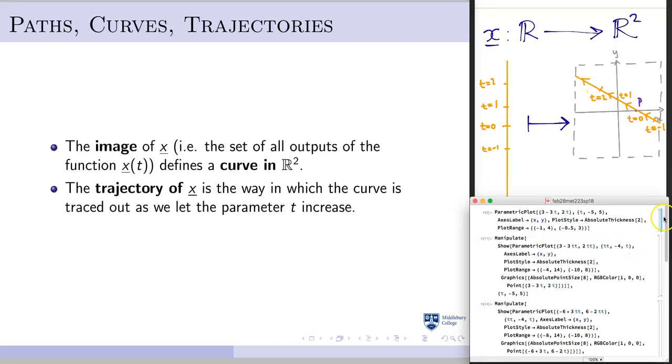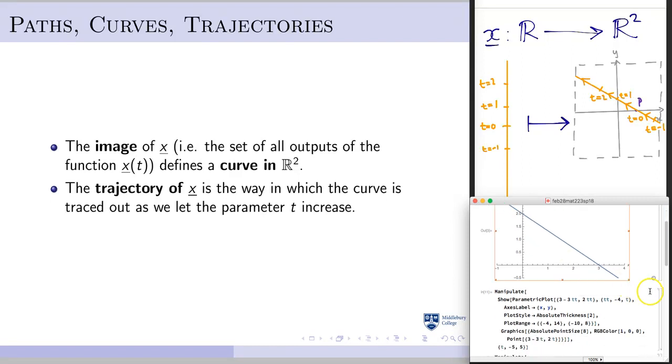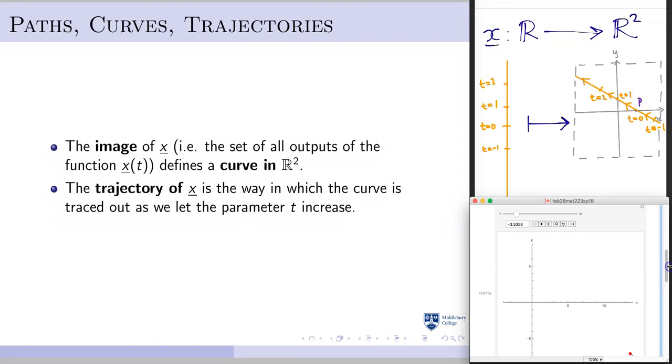So let's have a look at a little animation to see how this all works out. Here I'm using Mathematica, which is a computer algebra software package that we will be using very soon and throughout the rest of the course. All of this code is what I require to plot the curve, which is this straight line inside R^2. If I want to think about the trajectory of the path, the function, then I have the following animation.